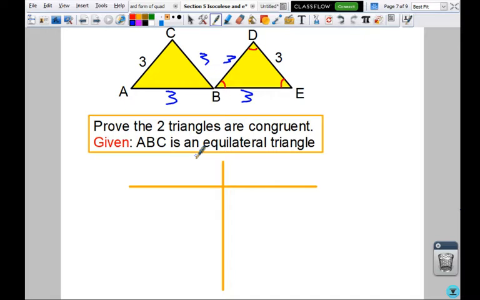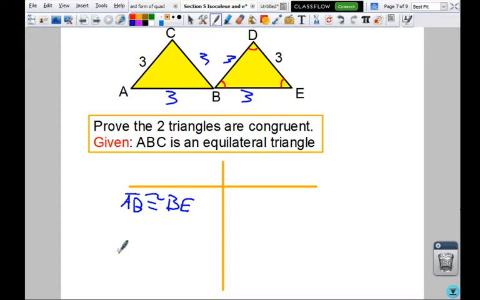So let's go through. I don't remember where we're at. Chloe, give me the first line. Well, make one up then. AB equals BE. Because they're the same length.